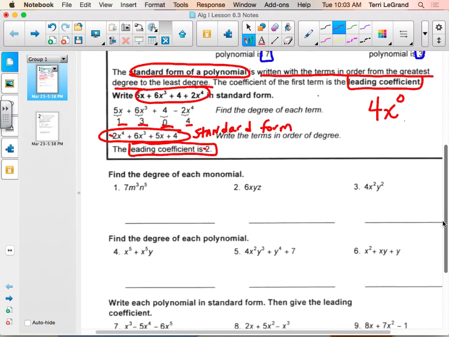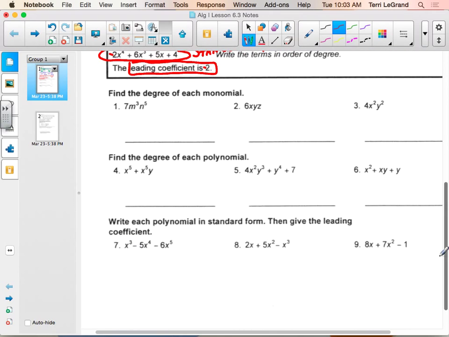Find the degree of each monomial. Okay, number 1. What's the degree of that monomial? 8. How did we get that? Add the 3 and the 5. So 3 plus 5, we're going to say it is a degree 8.